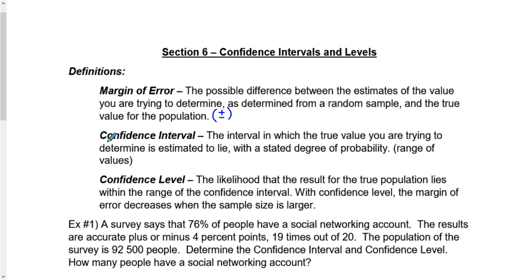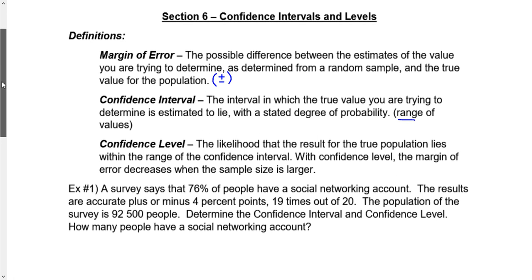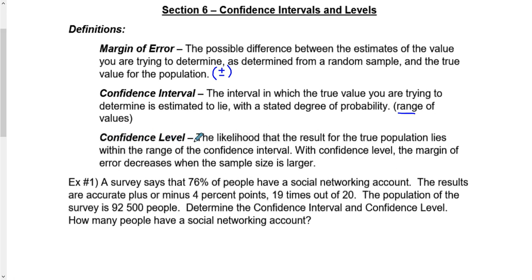The next thing is the confidence interval. That is an interval in which the true value you're trying to determine is estimated to lie. So saying, okay, it should be somewhere in this certain interval, also known as this certain range of values. It's usually stated with some kind of degree of probability. And that actually talks about the confidence level, which is the likelihood that the result for a true population lies within the range of the confidence interval.